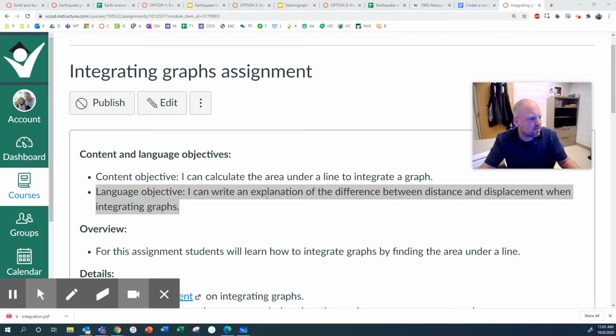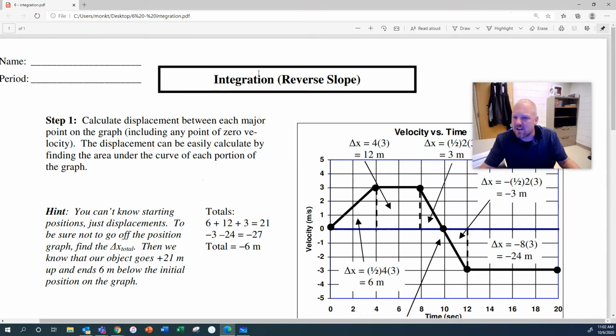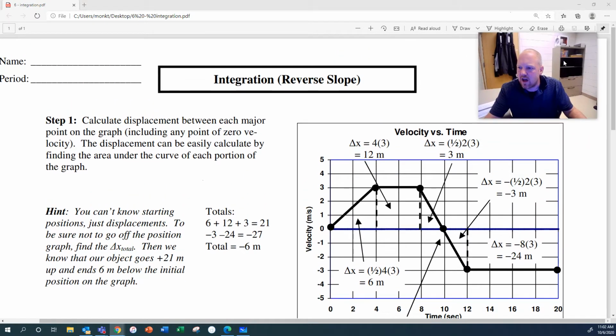So first off, the integrating graphs assignment. Integration is a concept that has to do with calculus, where you're basically finding the reverse of slope. You're figuring out the area underneath or above a line. And so what you're going to do when you're integrating graphs, and it's shown here in the picture, is you are going to look at the zero line.